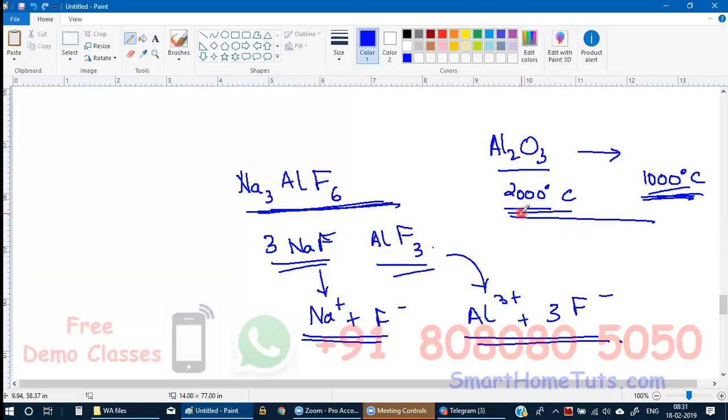Can't we put cryolite in any other reaction? You can, but here what is important is we are doing extraction of aluminium. That is more important.